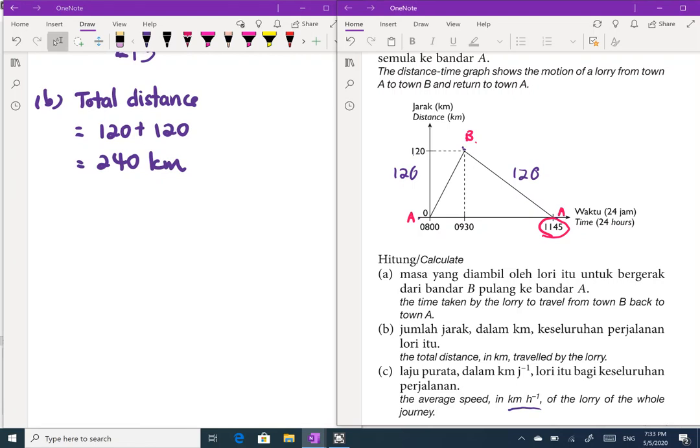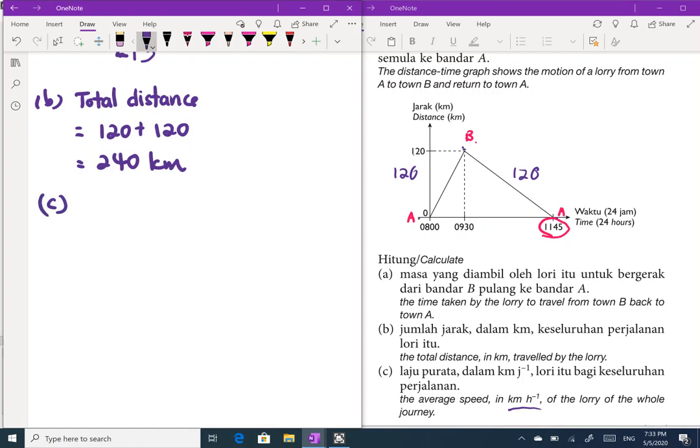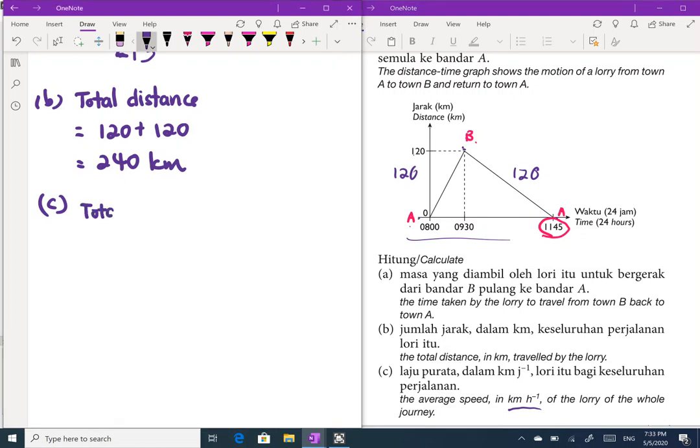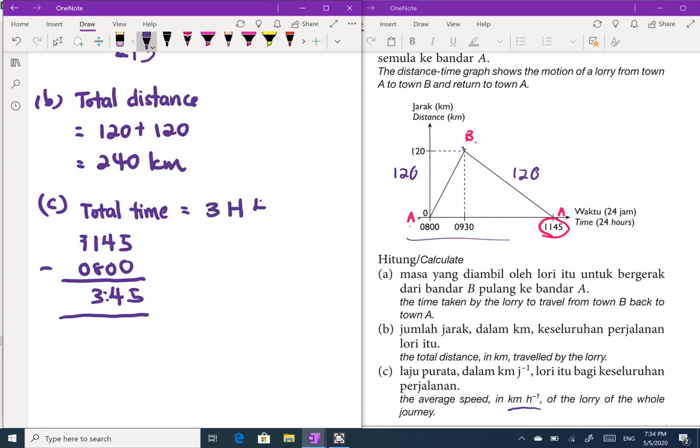Now the problem comes. Okay, how many hours from A to B, B to A? Total time is, okay, total time is equal to, okay, 11:45 minus 08:00. So 11 minus 8 is 3. That means it's 3 hours 45 minutes, am I right? So 3 hours 45 minutes.